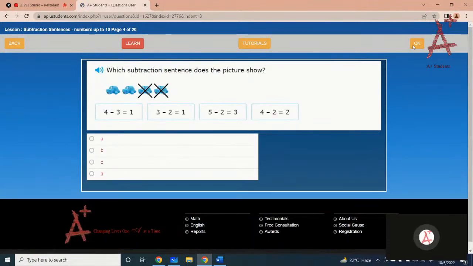Okay, which subtraction sentence does the picture show? You have four of the cars. Out of four, two of them are crossed out. That means one side is 4 minus 2, and the ones you are left with. So which option is the correct one? A, B, C? Yes, it is D. Very good. Select the correct option and click on the OK button.